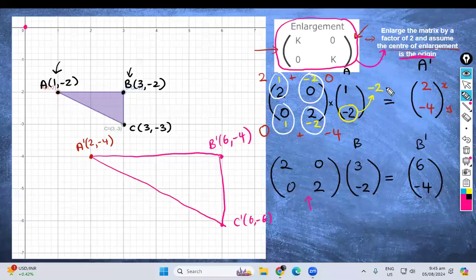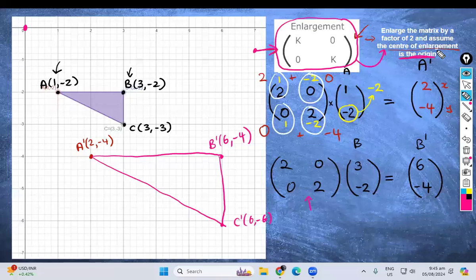If the examiner says that the center of enlargement is not the origin, like it's a totally different point from the origin, you cannot use this formula. The only way on the CXC syllabus to do an enlargement that is not the origin is via the drawing method. So to me, the drawing method is actually a little bit more powerful for enlargements because, like I said, this enlargement formula only works if the center of enlargement is the origin.